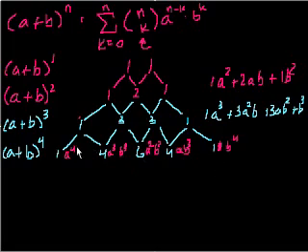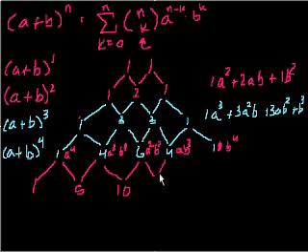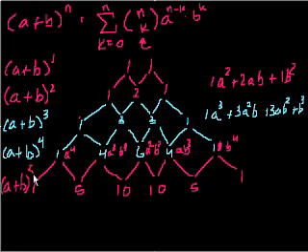Right? And that was very fast compared to what we had to do at the end of the last video, and then we could just keep going. For 5, so 1 plus 4 is 5, 4 plus 6 is 10, 6 plus 4 is 10, 4 plus 1 is 5. Bring down the 1. So these are the coefficients for the expansion of a plus b to the 5th power.